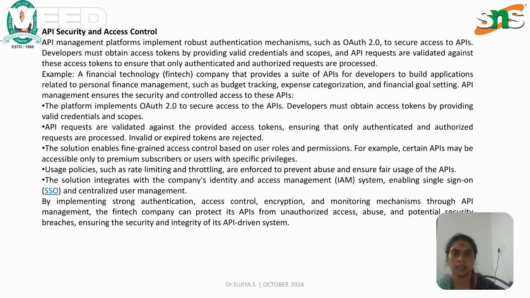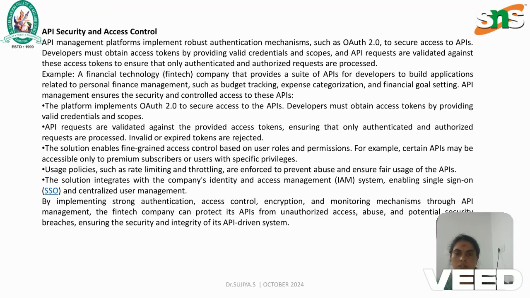API security and access control implement robust authentication mechanisms such as OAuth 2.0 to secure access to APIs. Developers must obtain access tokens by providing valid credentials and scopes. And API requests are validated against these access tokens to ensure that only authenticated and authorized requests are processed. Example: a financial technology company that provides a suite of APIs for developers to build applications related to personal finance management such as budget tracking, expense categorization, and financial goal setting.